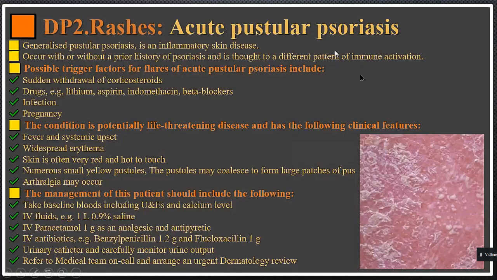Acute pustular psoriasis. So it's a generalized pustular psoriasis. It's an inflammatory skin disease. Generalized here, from the name, it's general. It occurs with or without prior history of psoriasis. So the patient, maybe he has psoriasis, maybe not. Okay. Possible triggers: sudden withdrawal of corticosteroids.